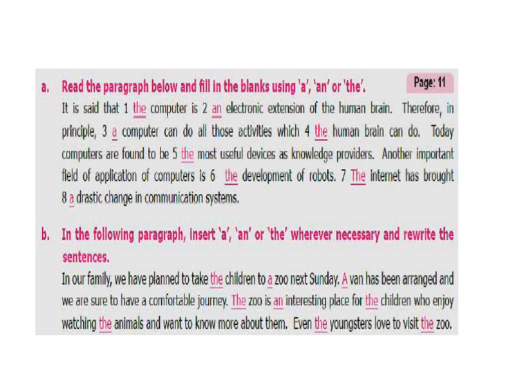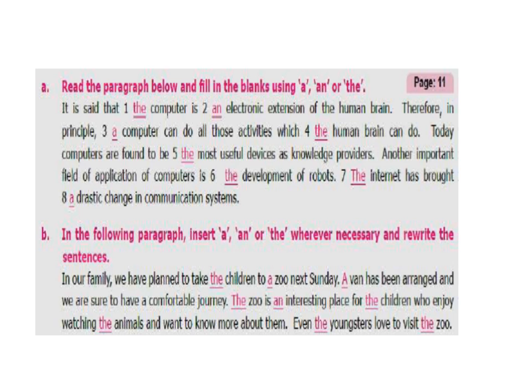Here they have mentioned the computer. Why did they mention the computer there? It is particularly saying the computer. That's why they are mentioning the computer here. Then electronic extension. It is starting with a vowel sound. That's why they used an electronic extension. Next, a computer. So here particularly we are saying a computer. One computer can do all those activities. And then the human brain.